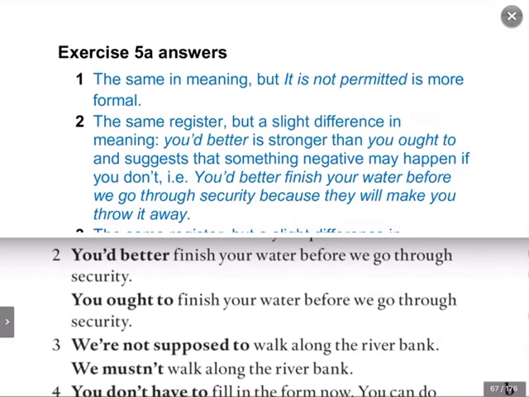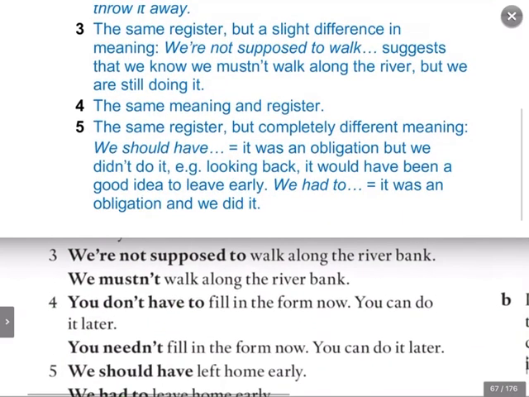Okay, let's have a look at number 3. We're not supposed to walk along the riverbank. We mustn't walk along the riverbank. Well, these are the same register, but again, there's a slight difference in meaning. We're not supposed to walk suggests that we know we mustn't walk along the river, but we are still doing it. No? You're not supposed to talk in the library, pero ¿qué hace la gente? Pues hablar en la biblioteca. You're not supposed to park here, pero ¿qué hace la gente? Pues aparcar aquí. Okay? So we're not supposed to walk suggests that we know we mustn't do it, but we still are doing it.